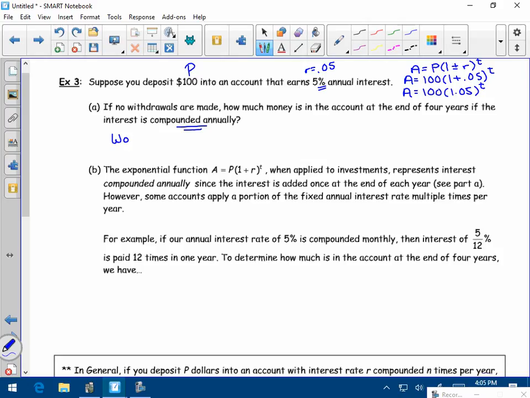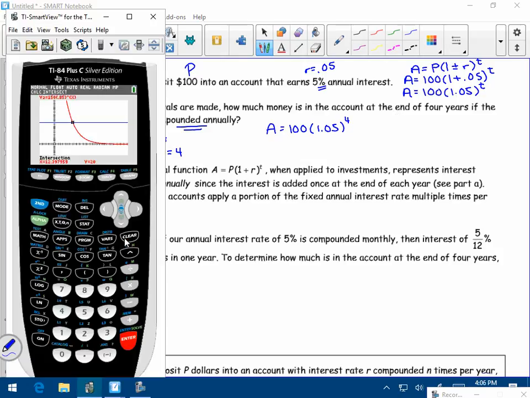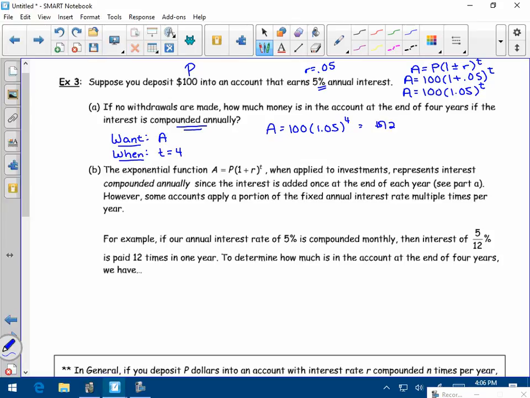So what do I want right now? I want how much money is in the account. That's an amount. I want A when what happens? The end of 4 years, so when T is 4. So this is just a plug-in. A equals 100 times 1.05 to the 4th. Go to our calculators. Put in 100 times 1.05 raised to the 4th. And it's money, so we always do nearest cent unless it says otherwise. So $121.55.